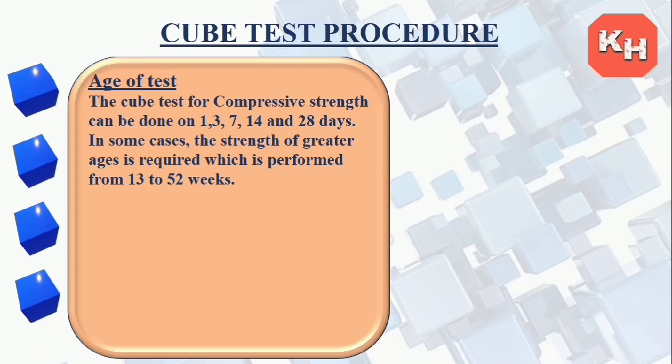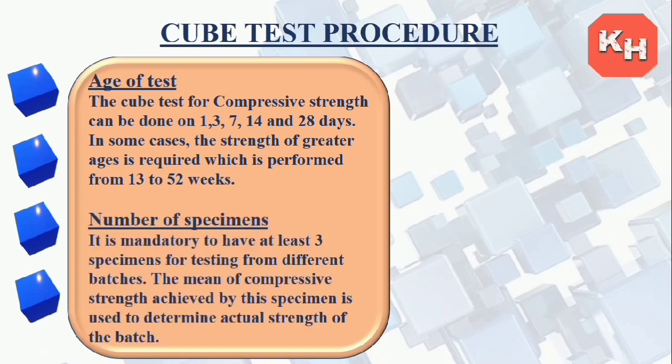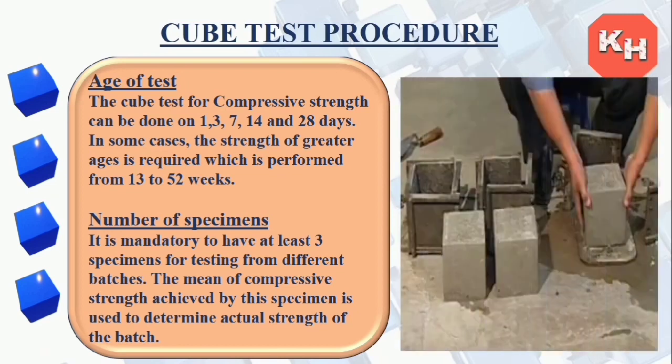Now, age of test. The cube test for compressive strength can be done at 1, 3, 7, 14 and 28 days. In some cases, the strength of greater ages is required, which is performed for 13 to 52 weeks. Number of specimens. It is mandatory to have at least 3 specimens for each day's testing, each interval's testing for different batches. The mean of compressive strength achieved by these specimens is used to determine the actual strength of the batch or concrete. In this picture we can see how the cube molds are casted and how they are removed.